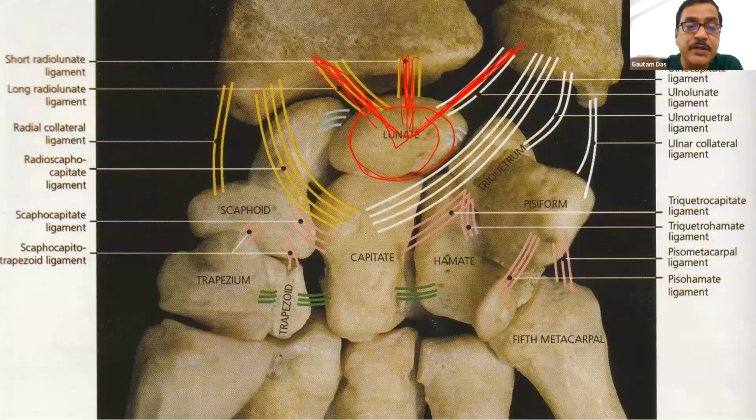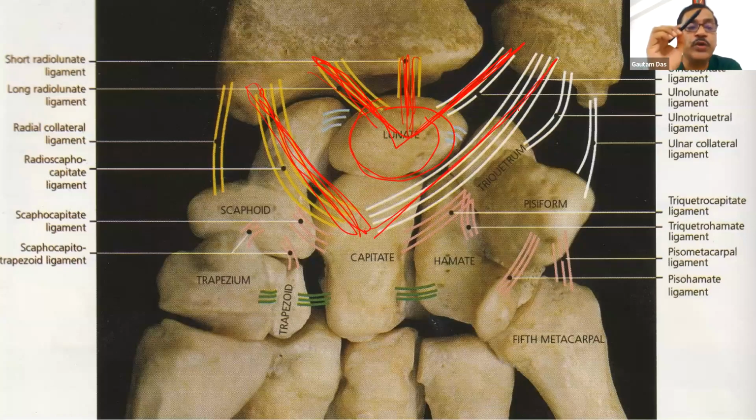Radioscaphocapitate ligament. So this is forming the larger V, one part of the V. And again, here, this is your radio ulnocapitate. So radioscaphocapitate and ulnocapitate, these are forming the bigger part of the V on these two sides.